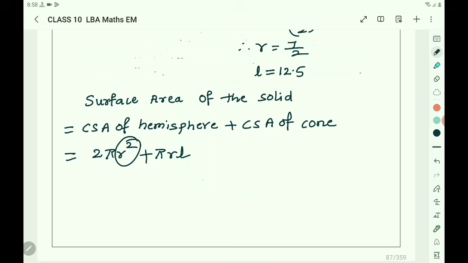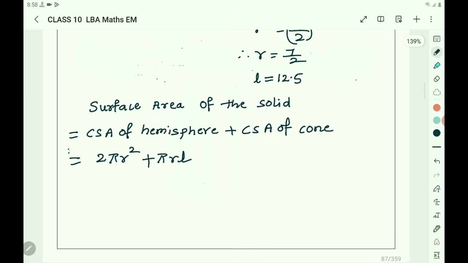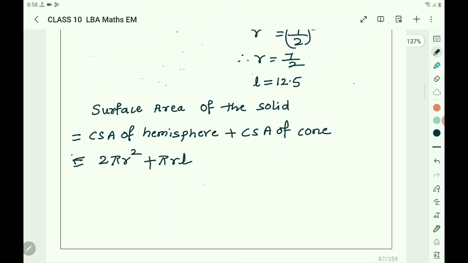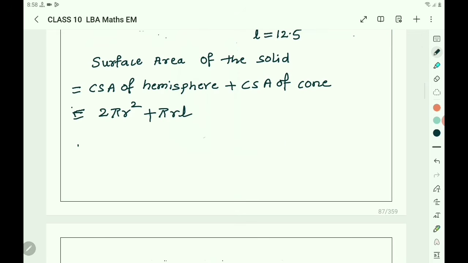As r is same, you can remove pi r common. Write pi r as common. Pi into r. In the bracket here, what is remaining? 2r is remaining. R is outside. R square means r into r. Then you write 2 into r plus, pi r is outside, then you write L.